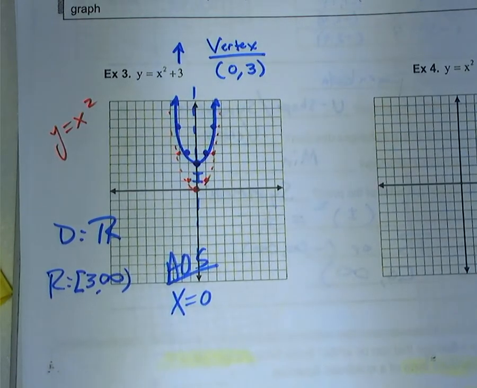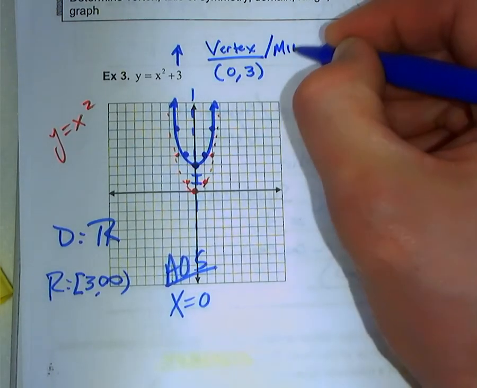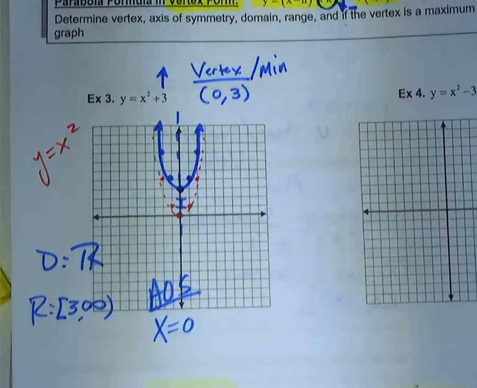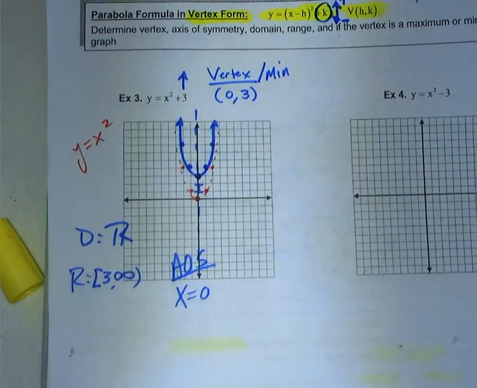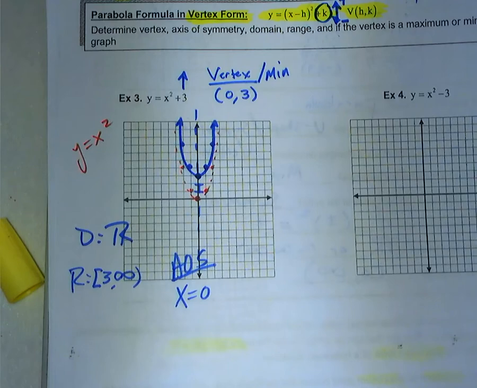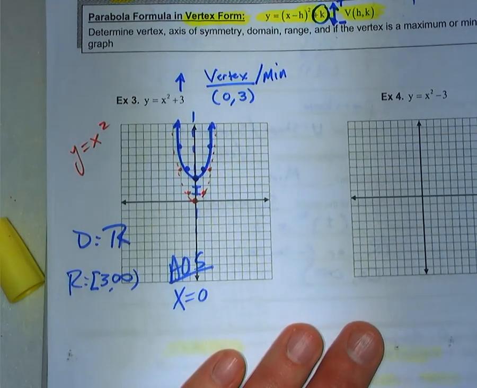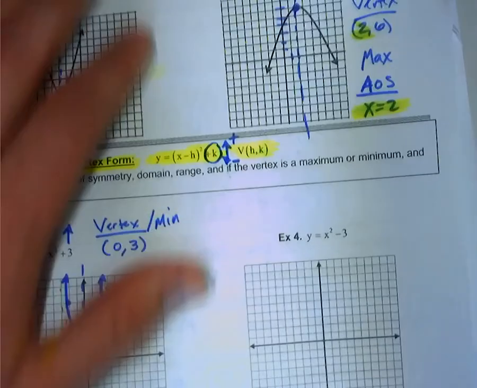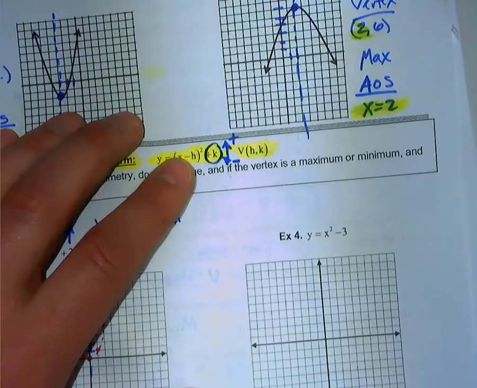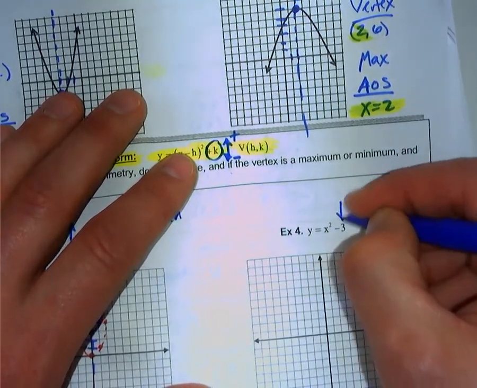Okay, so last but not least, min or max. This guy is a minimum. All right, let's take a look at number 4 before we leave for today. As I take a look, I got y equals x squared minus 3. This does the opposite. If I have a positive, it moves up. If it has a negative, it goes down.